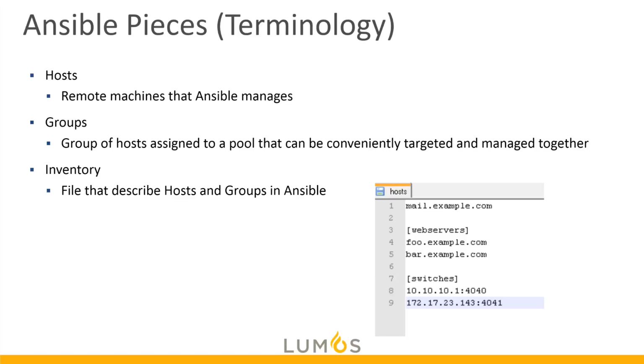Groups are essentially groups of hosts that can be conveniently targeted and managed all together as one, or apply the same configuration file, or at least base config file to. And then inventory is essentially a file that describes what those hosts and groups are. So very, very simple.